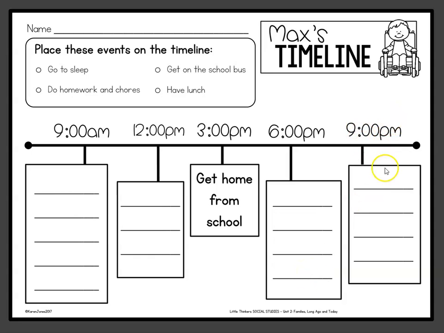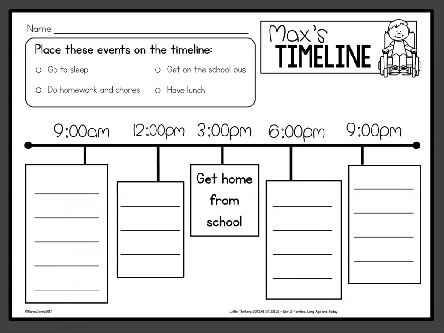Yeah, right? Because 9 p.m., we already have go to sleep. So our go to sleep one is already over here. Do homework and chores is going to come over here to 6 p.m. This is get on the school bus. So am I going to get on the school bus at 9 a.m. in the morning? Or am I going to get on the school bus at noon when I should be at school already? Yeah, I'm going to get on the school bus early in the morning.